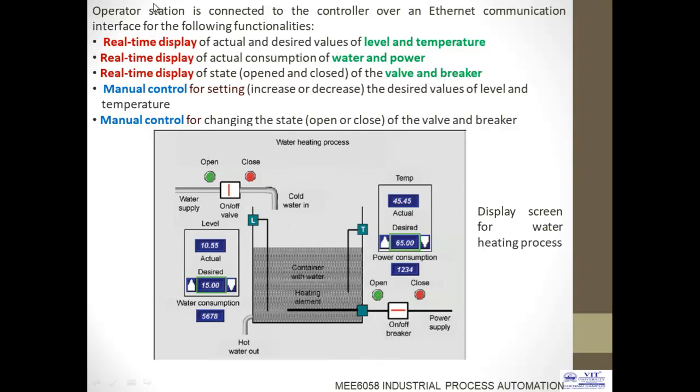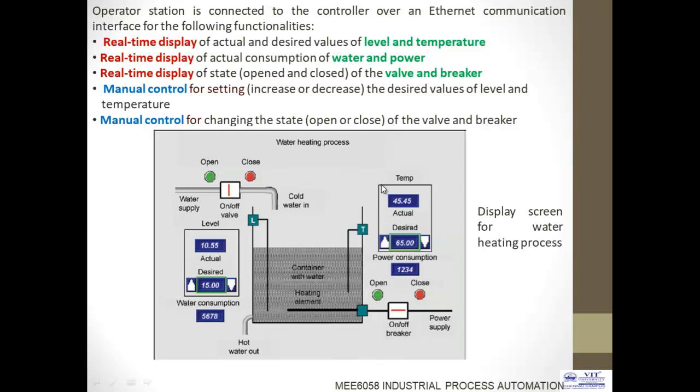Coming to the next line, the operator station is connected to control over an Ethernet communication interface. Say the plant is located around 20 kilometers away and I want to control the process from here. Yes, it's possible through serial communication. No sir, my plant is located around 1000 kilometers away. Yes, that is possible through Ethernet communication, through a wide area network or local area network. I already discussed the DCS and SCADA.